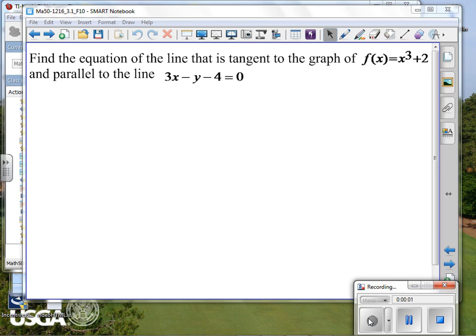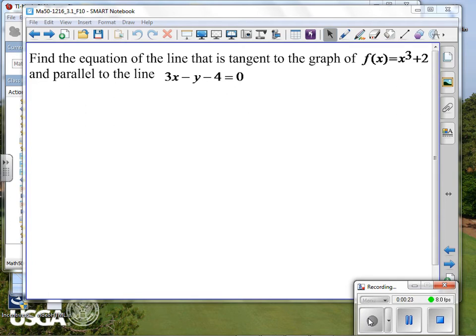So I want to make sure we have this in our notes here. Find the equation of the line that's tangent to the graph of x cubed plus 2 and parallel to the line 3x minus y minus 4 equals 0. A lot of the stuff that we start with is going to be just a bunch of review from algebra.